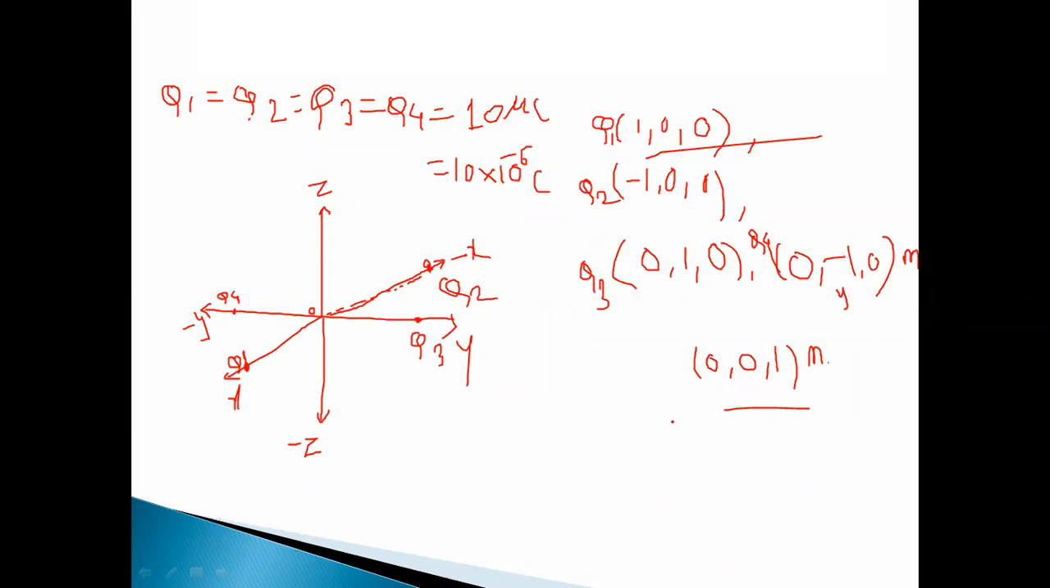Now what are they asking? They are asking to determine the force on a point charge of 30 microcoulomb located at (0, 0, 1). If it is (0, 0, 1), on which axis is this point located? Z-axis, correct. So here, this is your charge Q5.